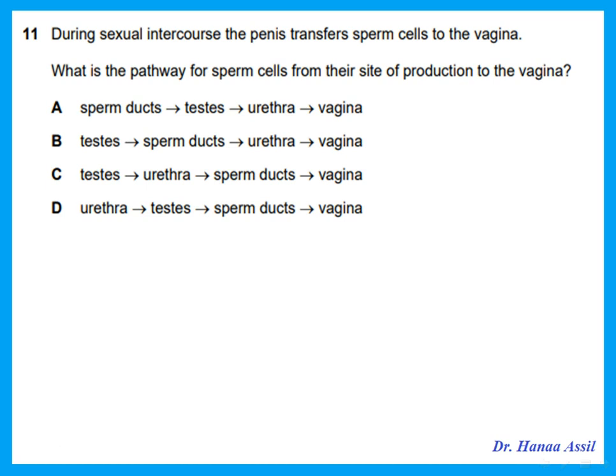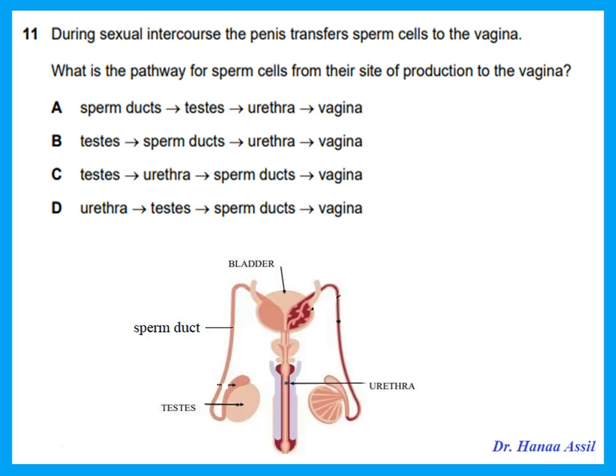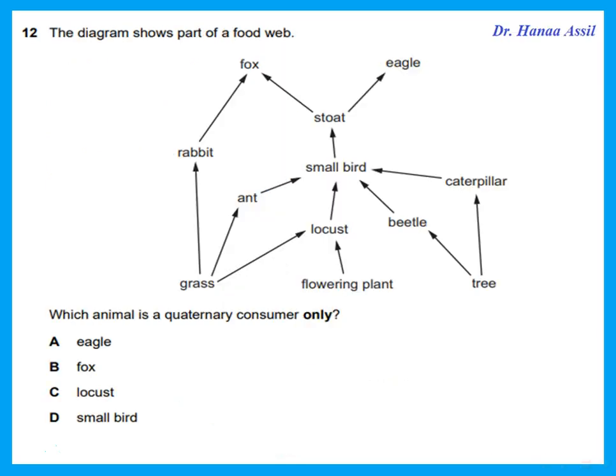During sexual intercourse, the penis transfers sperm cells to the vagina. What is the pathway for the sperms from their site of production to the vagina? Of course, you should remember that the sperms are produced in the testis, then they go through the sperm duct, then through the urethra, and then they enter into the vagina. So my answer is B.